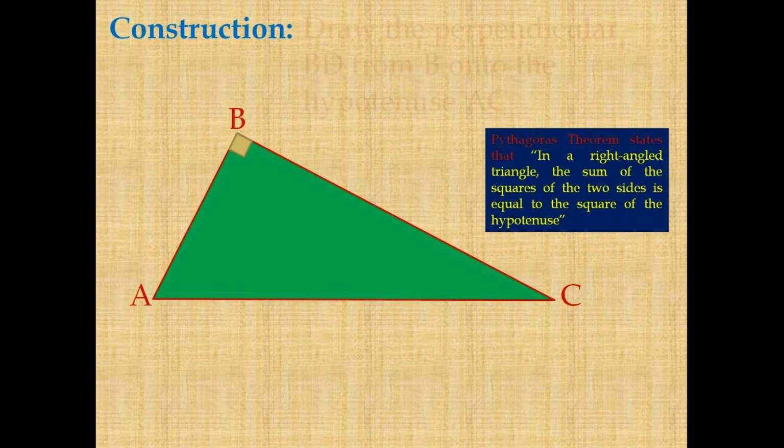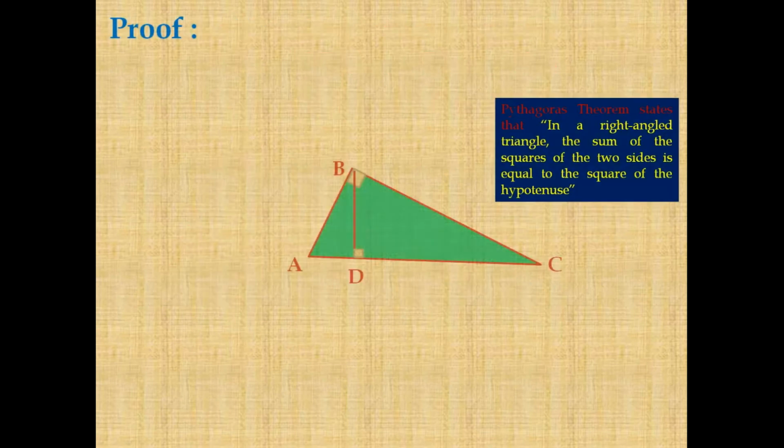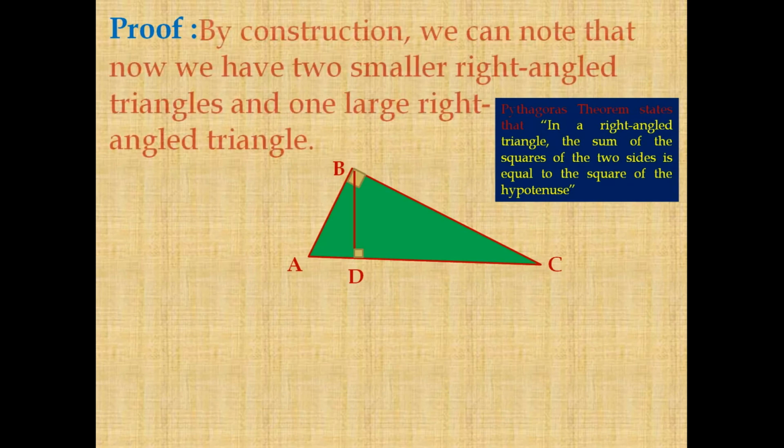Draw the perpendicular BD from B on to the hypotenuse AC, that is BD. Look here, BD is perpendicular to AC. Observe carefully. Now, proof. Look the image. How many triangles are formed now? By construction, we can note that now we have two smaller right angle triangles and one large right angle triangle.